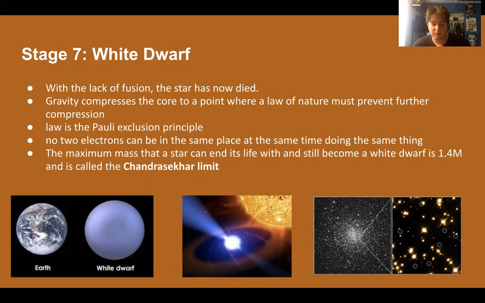A white dwarf with a mass of about 1.4 solar masses or larger would have a radius of 0. What the calculations mean is that even the force of electrons cannot stop the collapse of a star with more mass than this. The maximum mass that a star can end its life with and still become a white dwarf is 1.4 solar masses, and is called the Chandrasekhar limit.